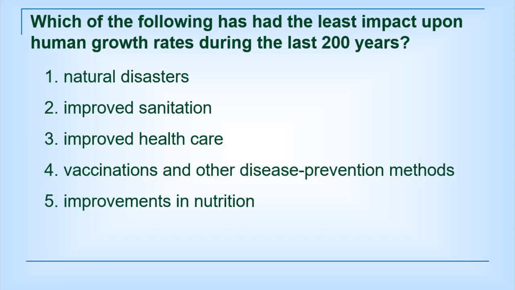But in the last 200 years, which of the following has had the least impact on human growth rates? Natural disaster, improved sanitation, improved healthcare, vaccinations and other disease prevention methods, or improvements in nutrition?